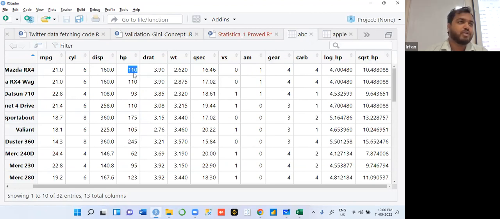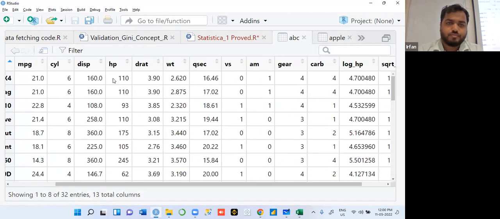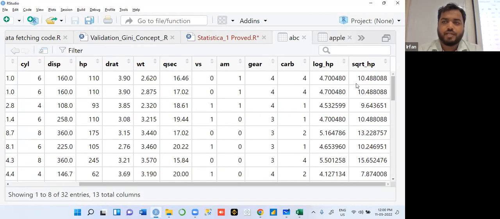110. Find square root of 110, how much is it? With a mobile phone. Square root of 110. 10.48. Are we getting same thing?